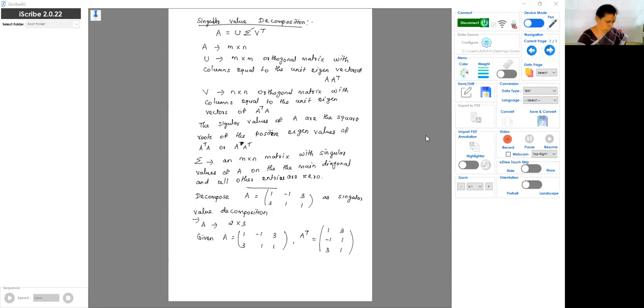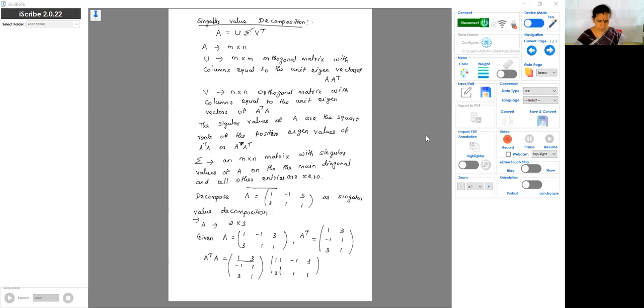So we know V is nothing but an n cross n orthogonal matrix whose columns are taken as unit eigenvectors for the matrix A transpose A. So we want A transpose A eigenvalues, eigenvectors and so on. First we should know A transpose A. So A transpose A is the product of A transpose with A, which is [1, -1, 3; 3, 1, 1]. So we are going to find the product.